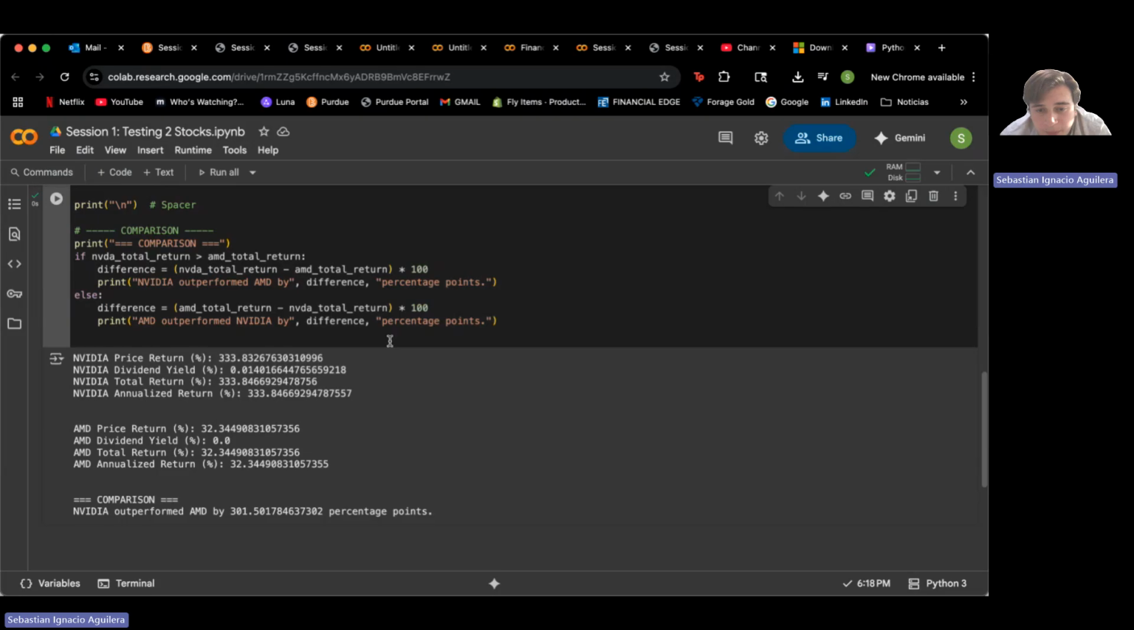So, what is the comparison? This section basically compares the two total returns, and there is a huge difference, and it clearly shows the importance of price growth when evaluating performance. Now, based on what we have seen here, based on the total return, NVIDIA was a better performer in the 2023 year by far. It outperformed AMD by 301 percentage points.